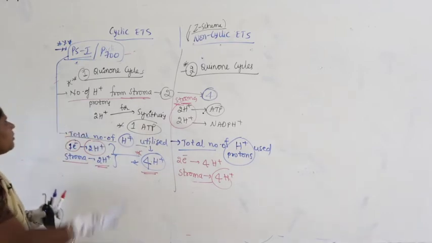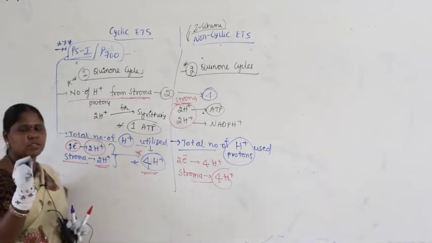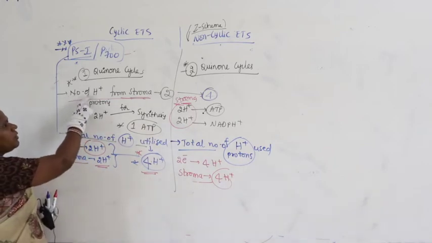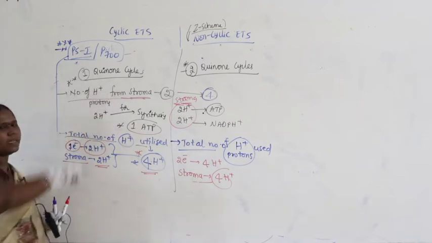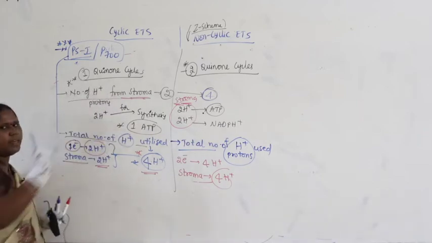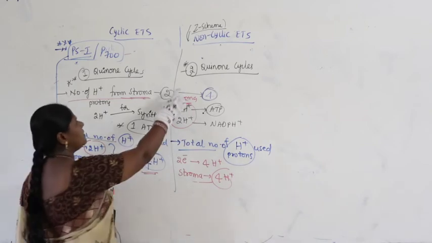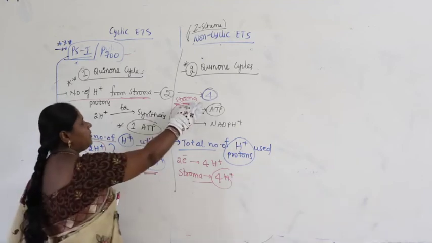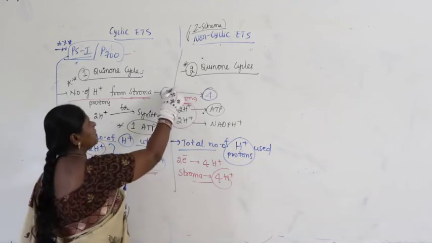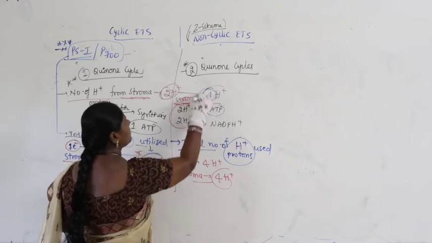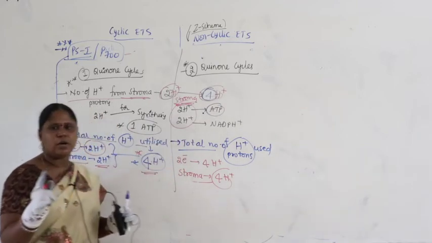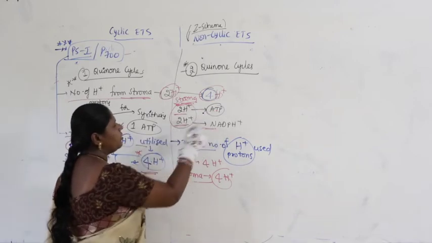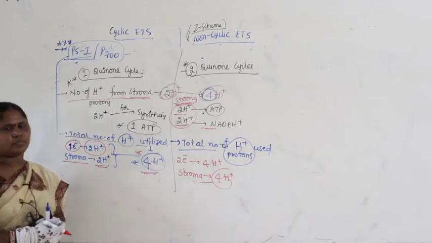Only from stroma, how many protons are contributed, and you have to see the question very carefully, guys. Suppose the question is number of protons from stroma utilized in cyclic, it means only 2, and that too for 1 ATP synthesis. If the same question arises, number of protons from stroma used in non-cyclic, it means 4. So here we take 2 protons and here we take 4 protons. This is only for stroma. Why does stroma contribute 4 protons? 2 protons are for 1 ATP and 2 protons for NADPH.